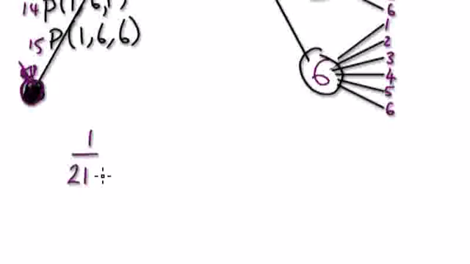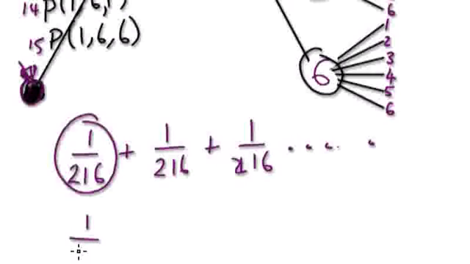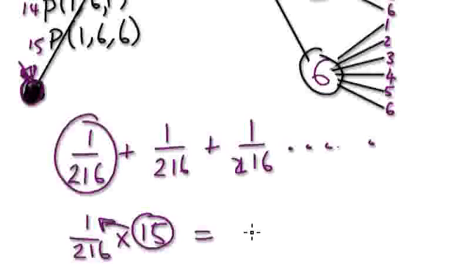Basically, it's going to be 1 over 216 plus 1 over 216. Well, you're going to add it 15 times. But rather than adding it 15 times, I'm just going to get this and then times it by 15. So when you times a fraction, it gets multiplied to the top. So this will be 15 over 216.